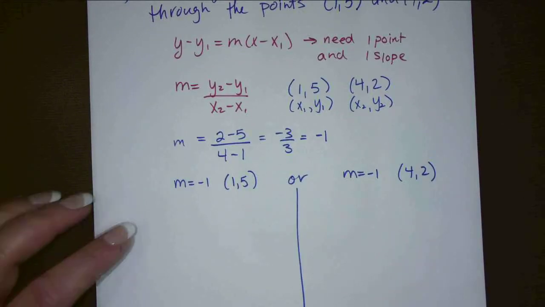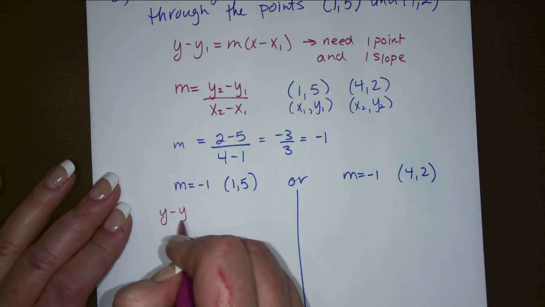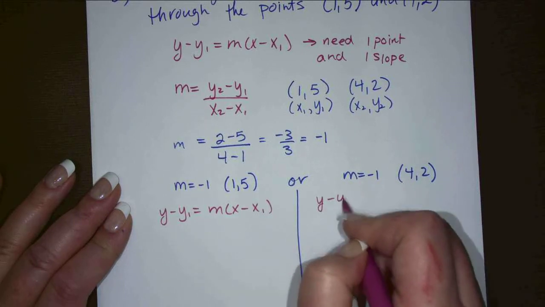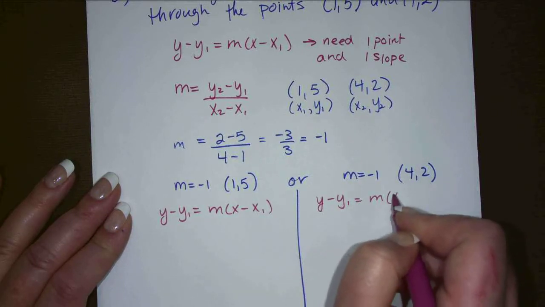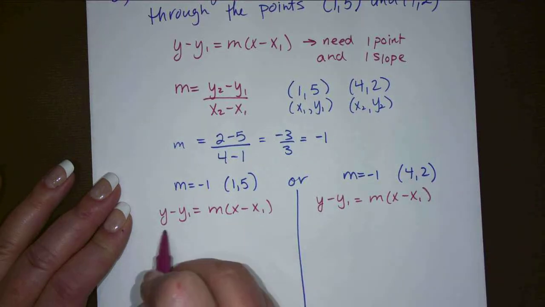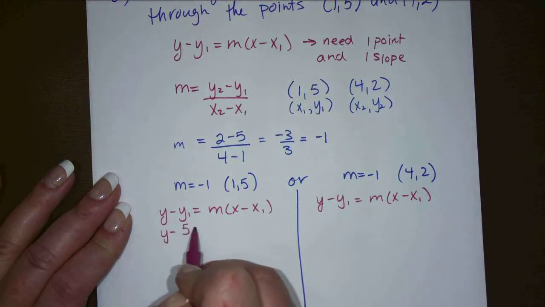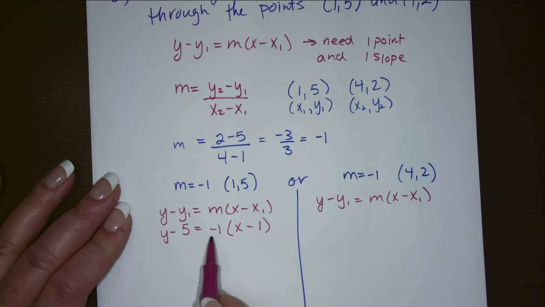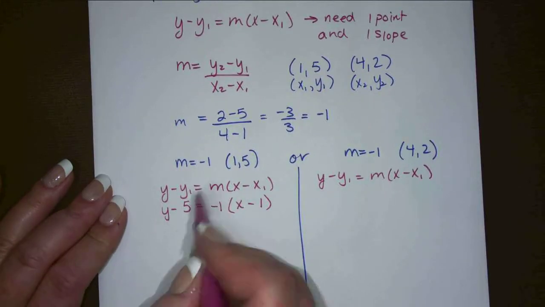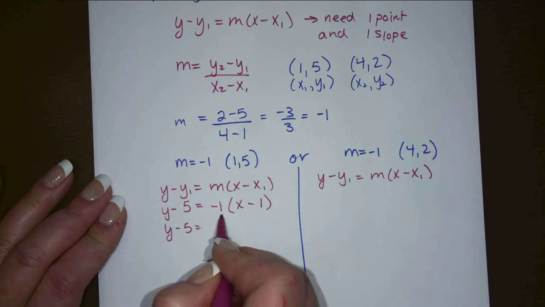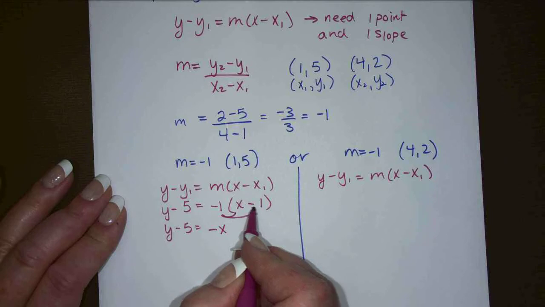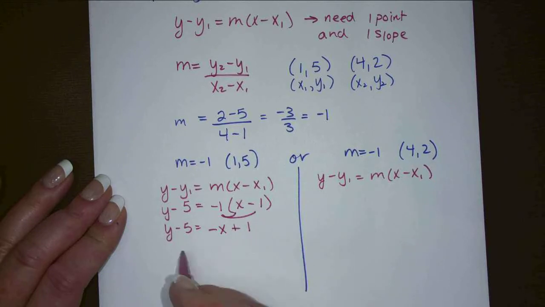Okay? So here, y minus y1 is equal to m times x minus x1. We're going to do the same thing twice, but with the opposite point. So y minus the y value, x minus the x, and I put the slope in, -1. Multiply that -1 through, so negative x minus 1 times -1 plus 1. And let's move the 5 over and put it in slope y-intercept form.